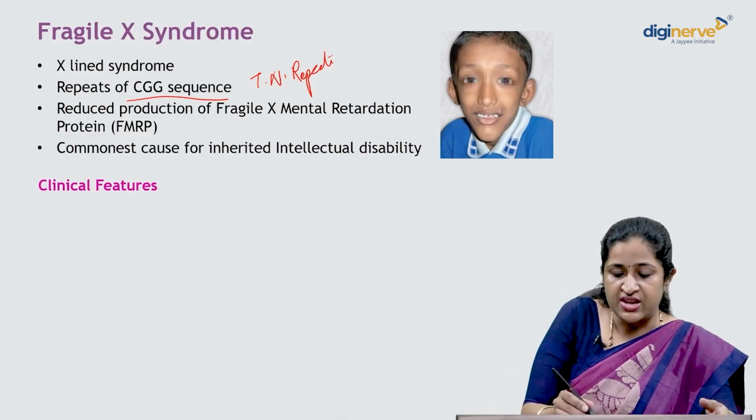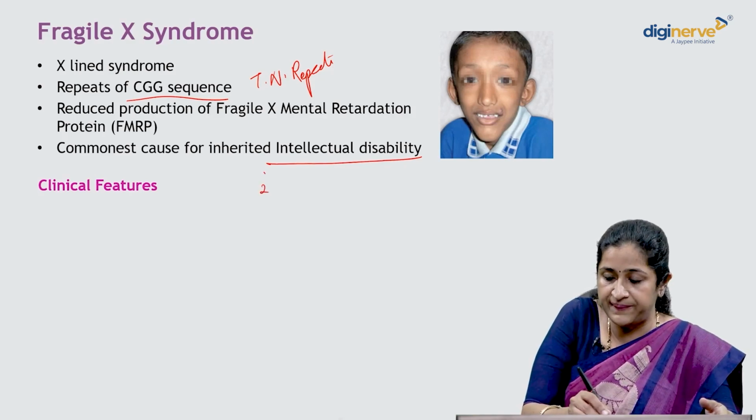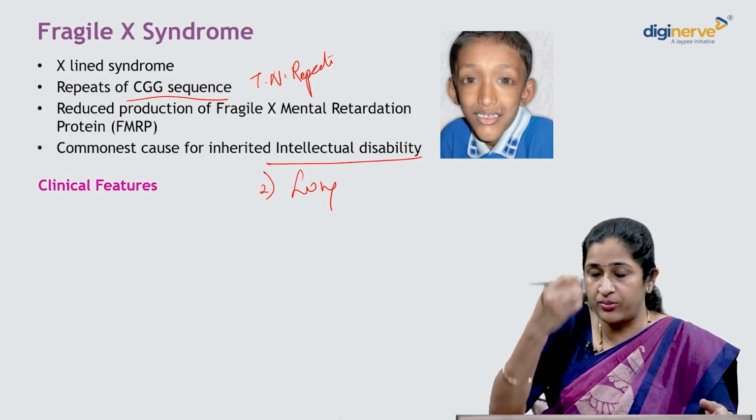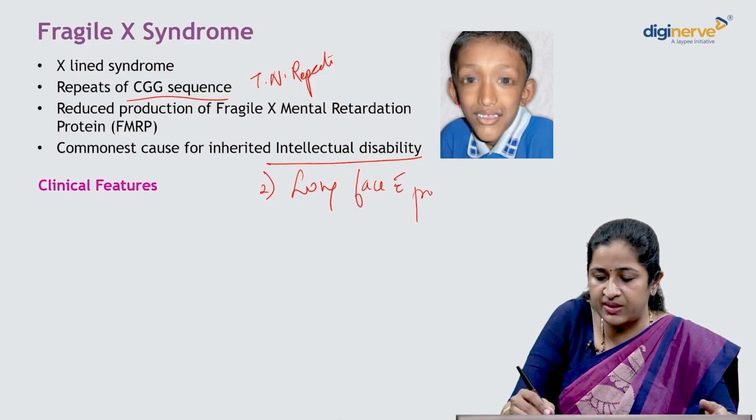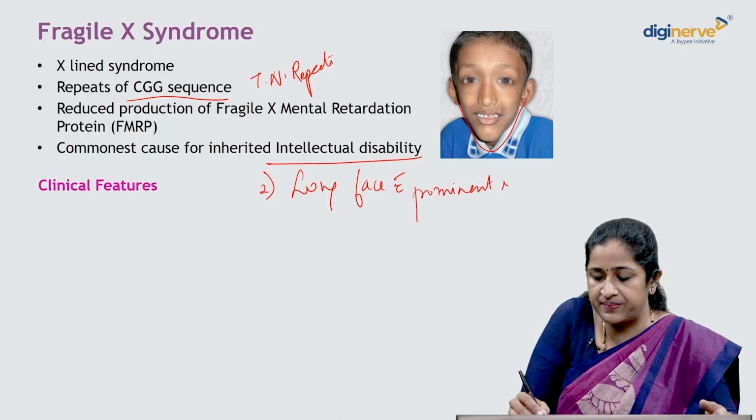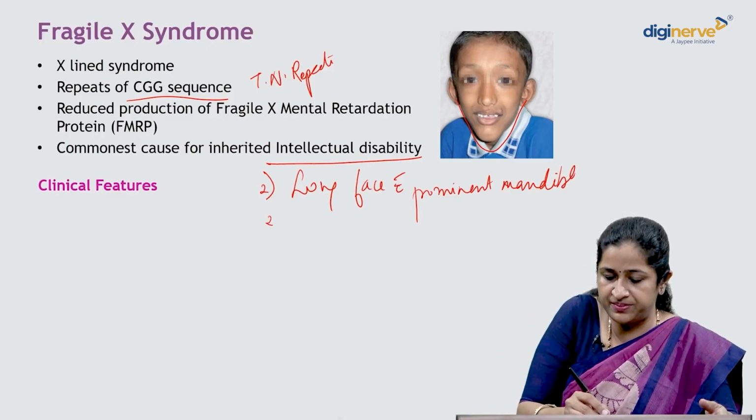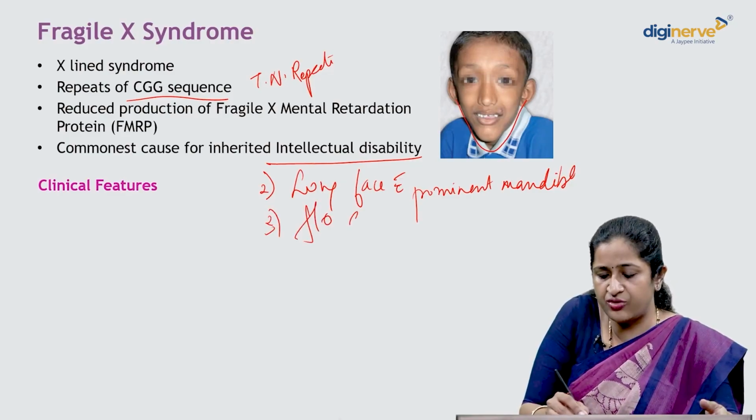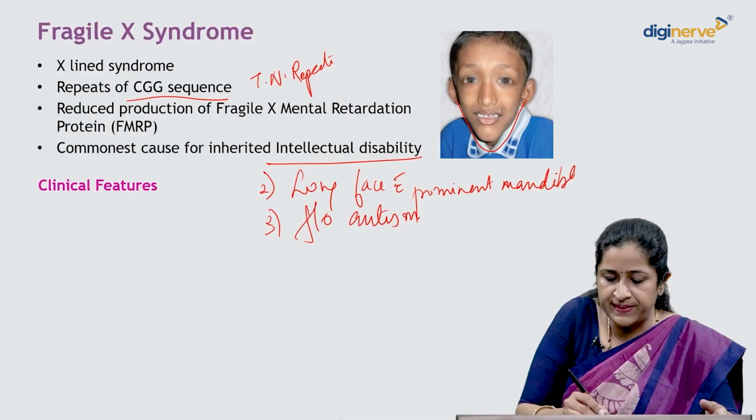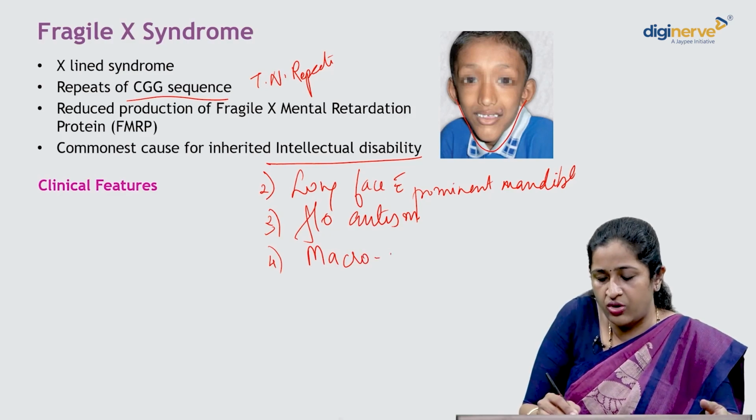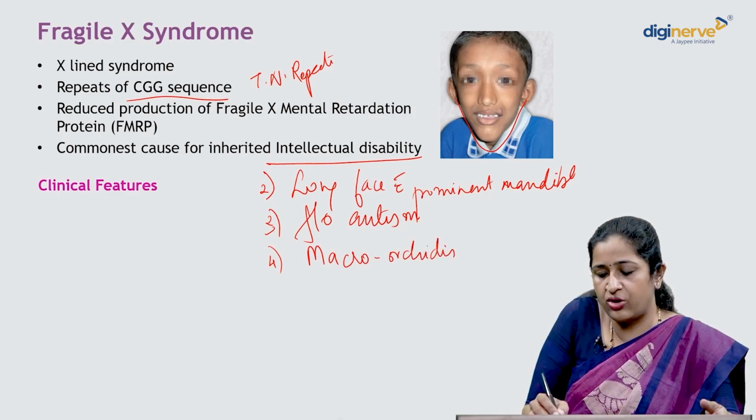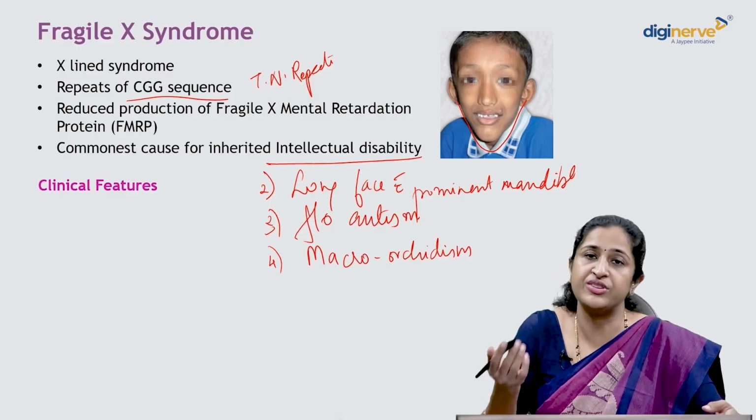What are the clinical features? One, as we have already said, there's intellectual disability. Two, there's a long prominent face. Long face with prominent mandible. So there's an overgrowth of the mandible with a prominent mandible. You may have features of autism in these children. And you have macroorchidism. Macroorchidism may be seen in children with Fragile X syndrome.